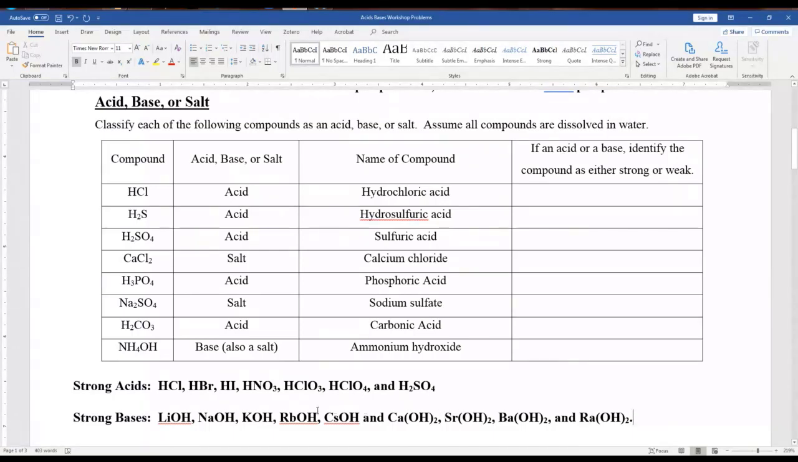But your first two columns in the periodic table, the alkali metals and the alkaline earth metals, those hydroxides are strong bases, essentially, with the exception of magnesium.